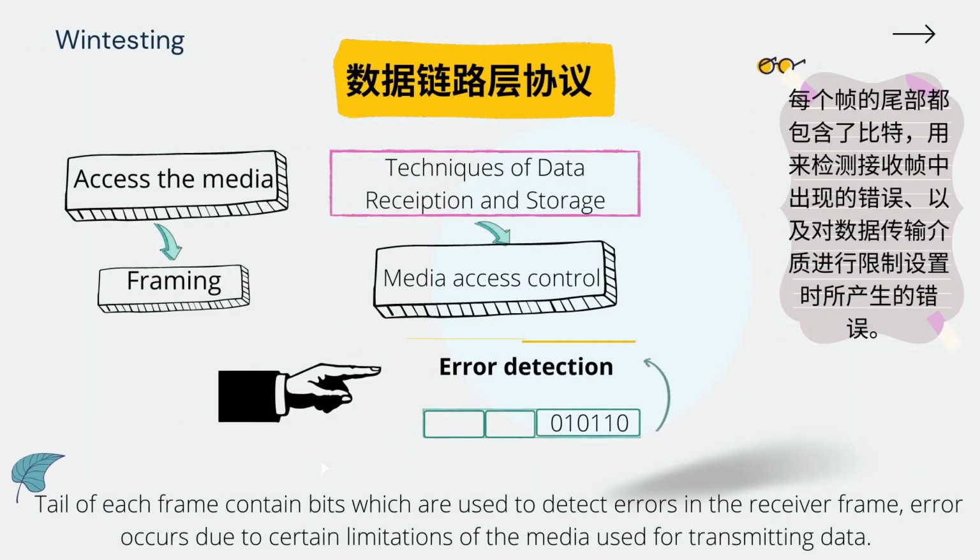Tail of each frame contains bits, which are used to detect errors in the received frame. Errors occur due to certain limitations of the media used for transmitting data.